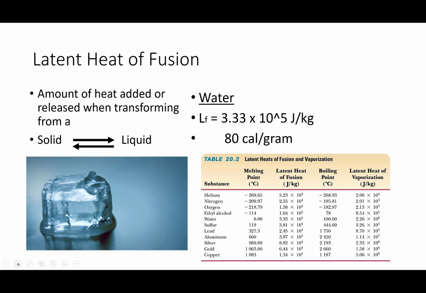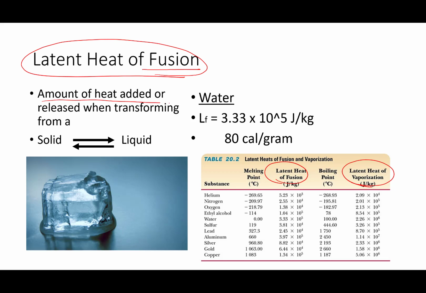There are two kinds of latent heat: latent heat of fusion and latent heat of vaporization. We're going to start by talking about latent heat of fusion. This is the amount of heat that must be released or added when you want to transform something from a solid to a liquid. If you have a solid piece of ice and you want to transform it into liquid water, you have to add that heat. But because it is also possible to take liquid water and freeze it, this same amount of heat must be removed if you want to take a liquid and make it back into a solid.